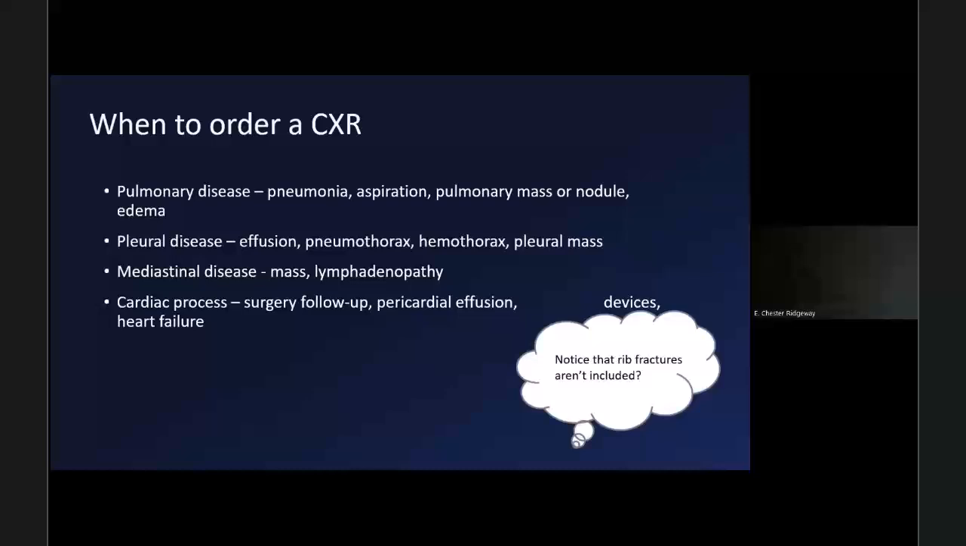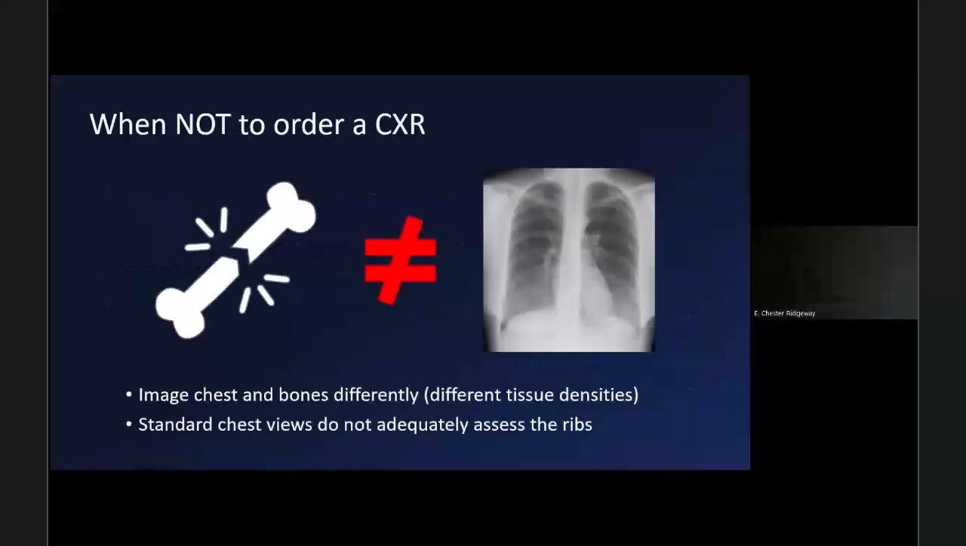You do not order a chest x-ray to look at rib fractures, and I'll show you a few examples of why, but it's actually very important. So specifically, if you are suspecting a broken bone anywhere in the chest, you're going to order a dedicated x-ray of that body part. You can get rib fracture series x-rays, you can do clavicle x-ray series. You do not need, nor should you, order a chest x-ray to evaluate these structures.